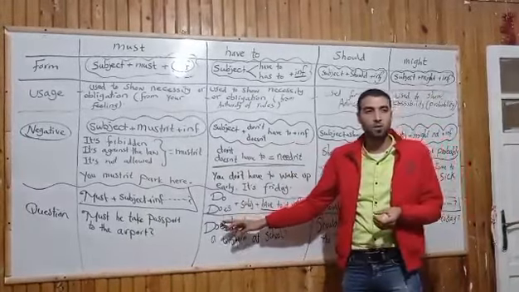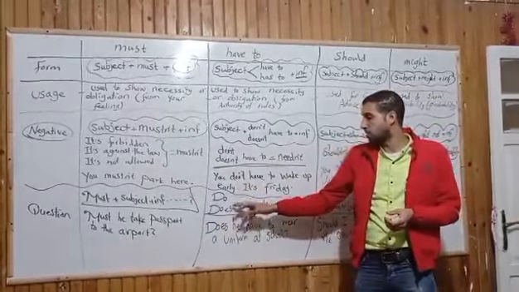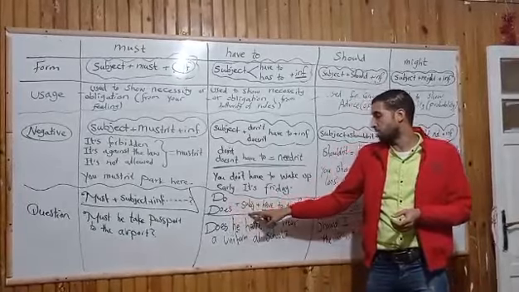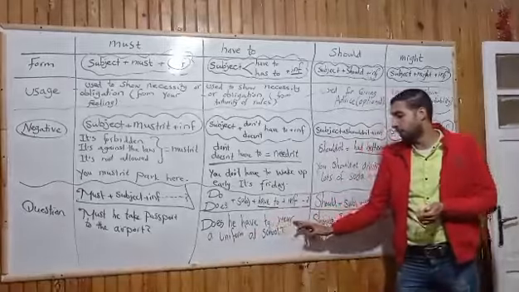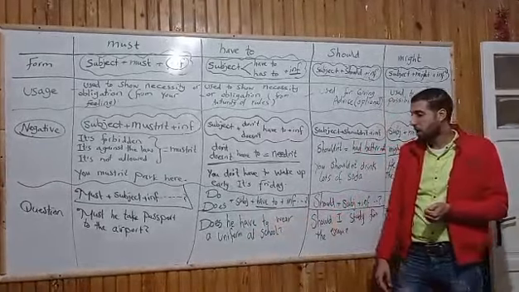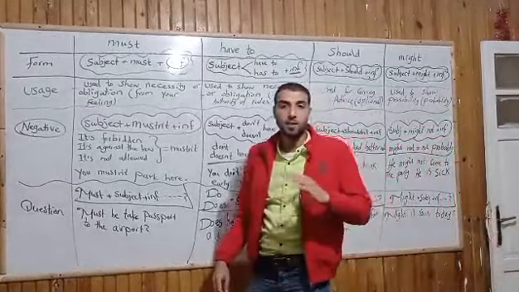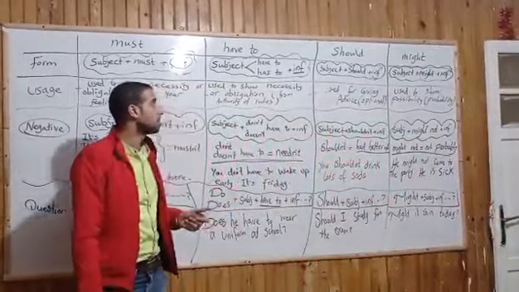In order to make a question, we apply also the scissors rule, starting with do or does plus subject plus have to plus the verb infinitive. Look at this question. Does he have to wear a uniform at school? Of course, the answer is yes, he does, or no, he doesn't.